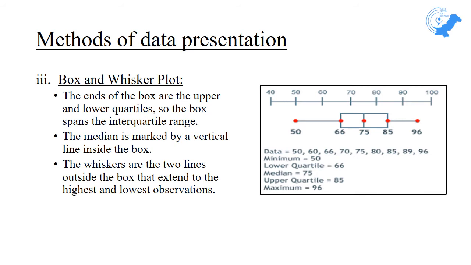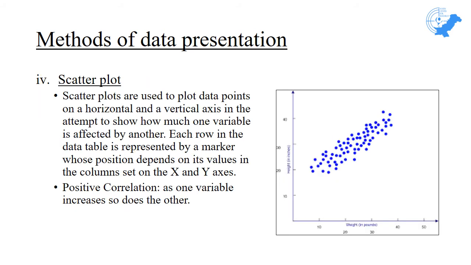Box and whisker plot. The ends of the box are the upper and lower quartiles, as in the figure, 66 and 85 represent them. So the box spans the interquartile range. The median is marked by a vertical line inside the box, that is 75, and the whiskers are the two lines outside the box that extend to the highest and the lowest observation, that is 50 and 96.